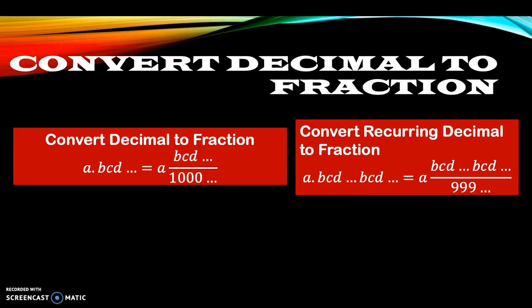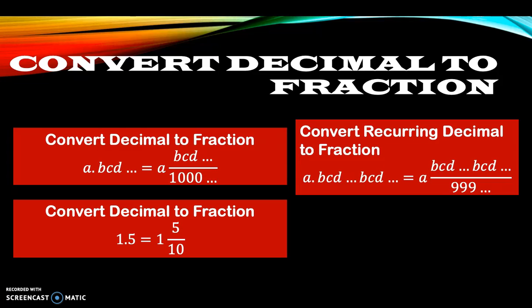Convert decimal to fraction. A.BCD, and so on, as many numbers as you have, equals ABCD, and so on, over 1000, and so on. The number of zeros is based on how many numbers you have after the decimal. For example, 1.5: 5 will be in the numerator, and in the denominator we have 1 and 0 after the 1, since there's one number after the decimal.